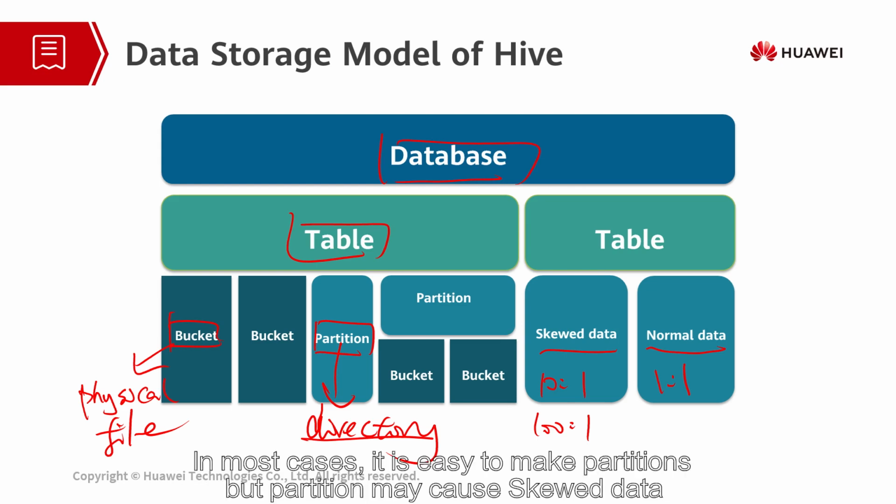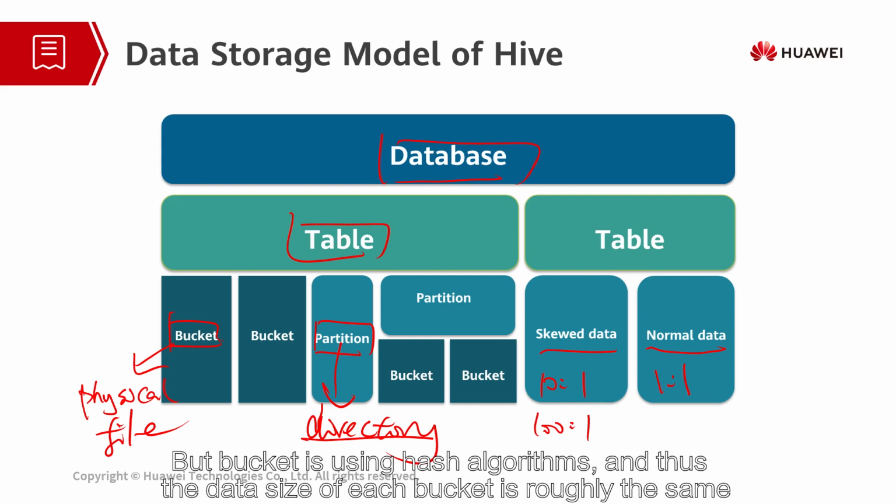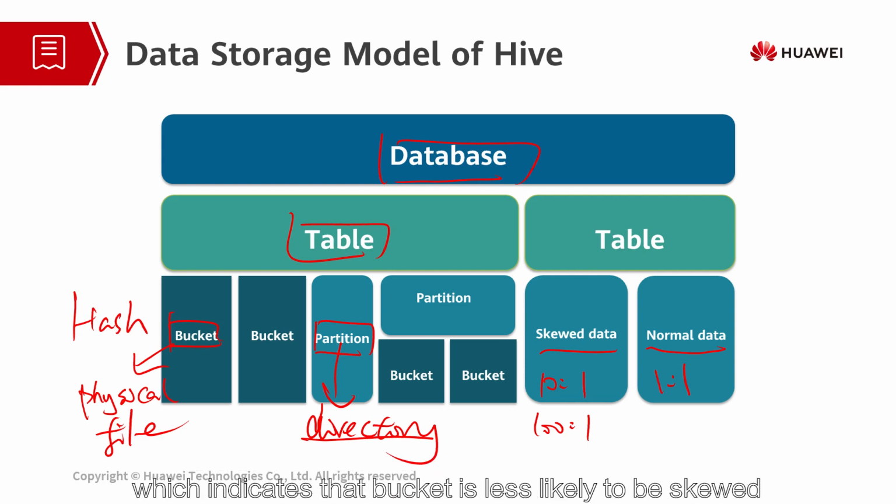In most cases, it is easy to make partitions, but partitions may cause skewed data. But bucket is using hash algorithms, and thus the data size of each bucket is roughly the same, which indicates that bucket is less likely to be skewed.